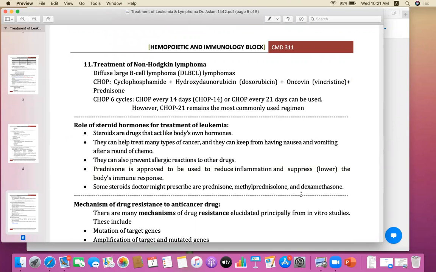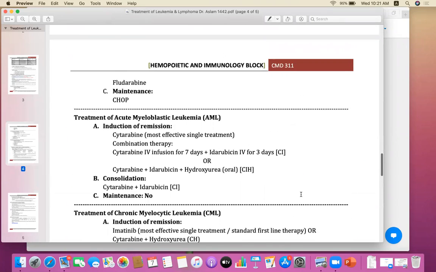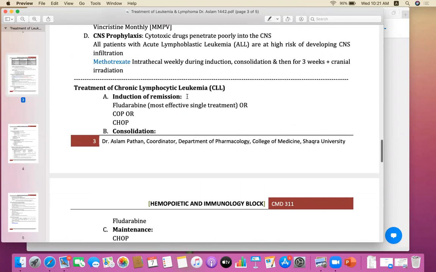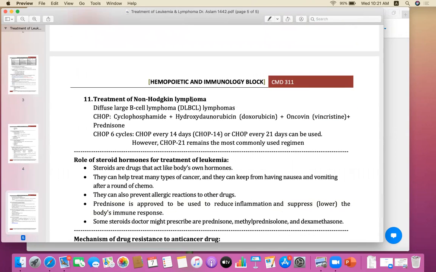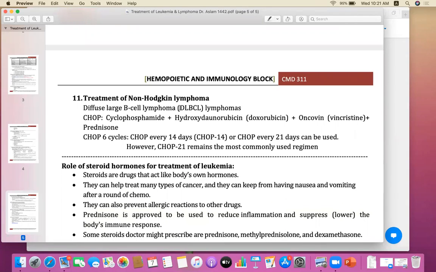Treatment of non-Hodgkin lymphoma and chronic lymphocytic leukemia, CLL, includes the same drugs, because they include CHOP. CHOP includes cyclophosphamide, C for cyclophosphamide, H for hydroxydaunorubicin, that is doxorubicin, O for Oncovin. Another name of Oncovin is vincristine, and P for prednisone.